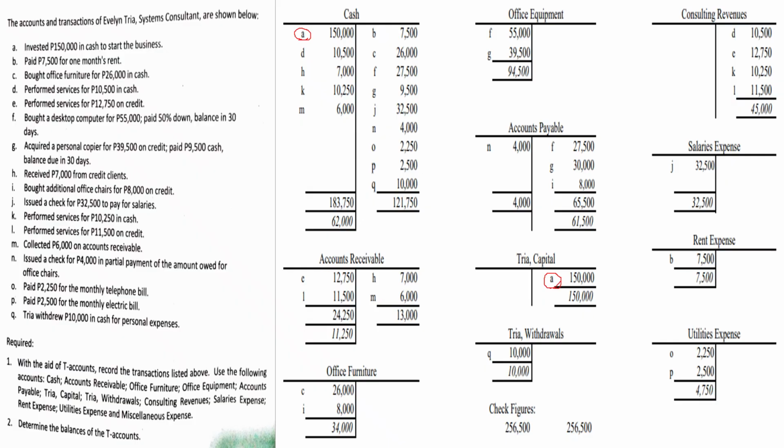So for letter A transaction, it affects two accounts, the cash and the capital. The cash increased, so we write it on the debit side. The capital increased, so we write the increase on the credit side. Now let's proceed to letter B. Paid 7.5 for 1 month rent. Now, we know that when we pay, our cash will decrease, right? So when we pay, we reduce our cash. So decreases in cash, which is an asset, will be on which side?